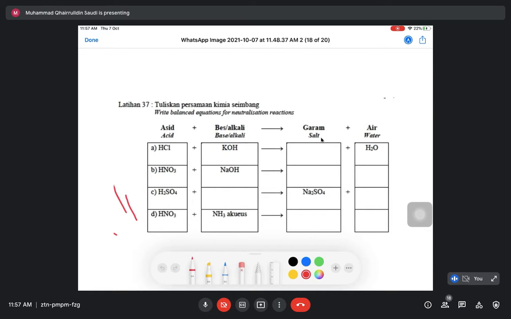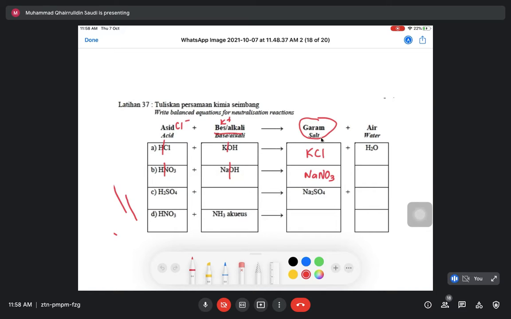So you have to find the chemical formula for the salts or the alkali. So for A, our salt is potassium chloride. Good, potassium chloride. You should know how to write down the formula. Chloride Cl minus, potassium K plus. So for B, it is sodium nitrate.